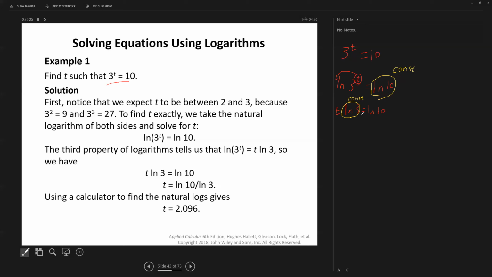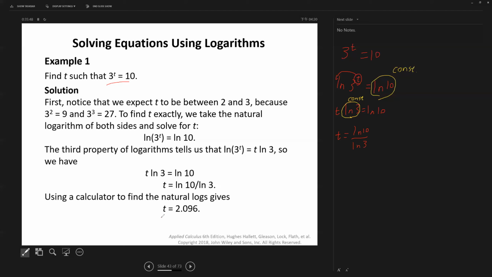So what we can do is divide ln of 3 on both sides, and we have solved for t, right? So t is ln of 10 divided by ln of 3. Now, don't worry about the exact value of this. We can just leave it in the form of ln, right? So you can leave your final answer as ln of 10 over ln of 3.